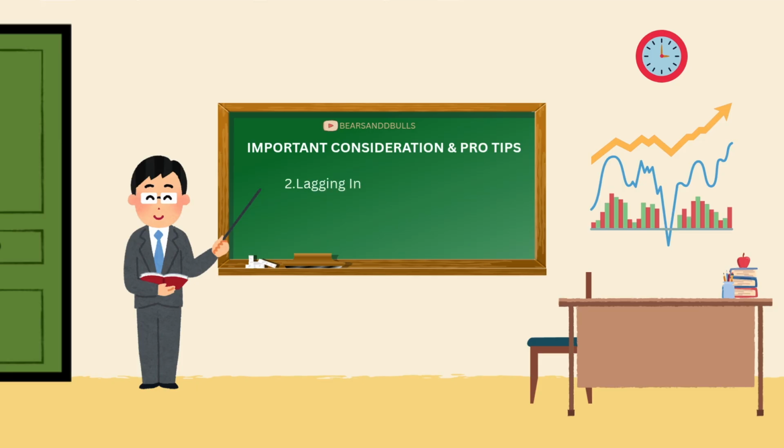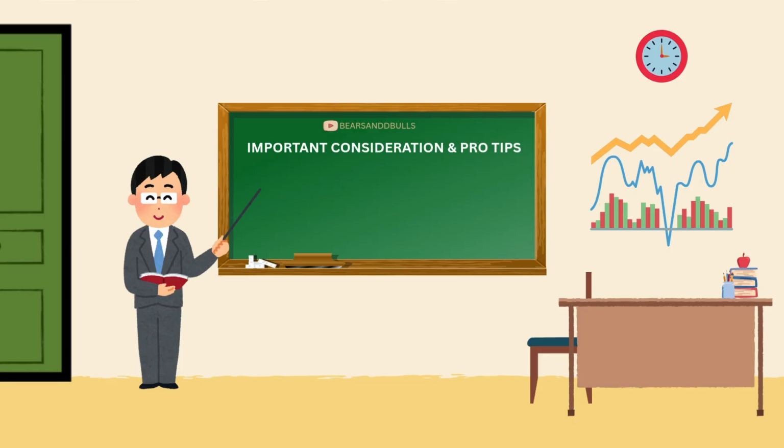Remember, moving averages are based on past price data. They are lagging indicators, meaning they confirm trends rather than predicting them. Don't rely on them in isolation. The real power comes from combining moving averages with other technical analysis tools like candlestick patterns, volume, or other indicators like RSI, MACD, etc. to confirm signals.